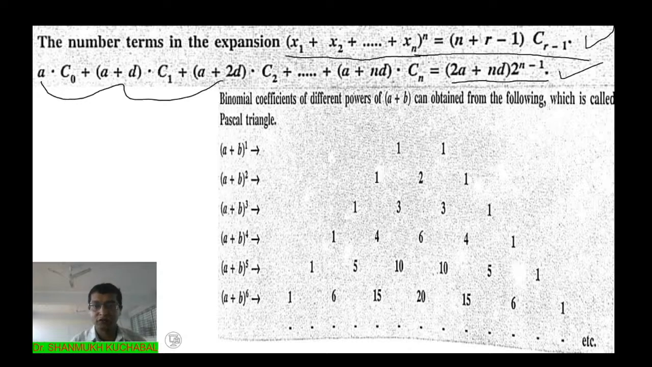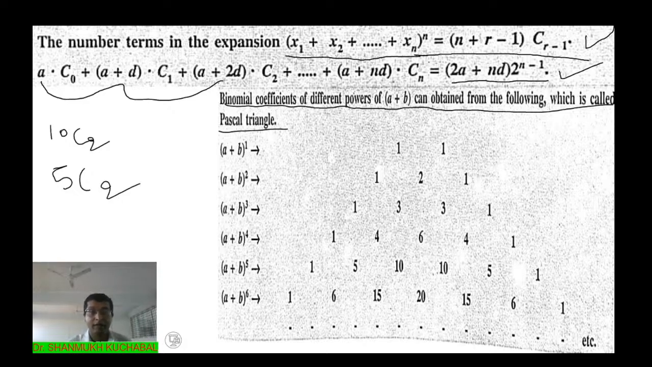Okay, next we'll go through the Pascal triangle. The binomial coefficients of different powers of a plus b can be obtained from the following, which is called the Pascal triangle. So we'll come across 10C2 like that, or we can write 5C2. Like we need to calculate every time what is the value of 5C2. Now using the Pascal triangle we can remember the coefficient of any nCr.